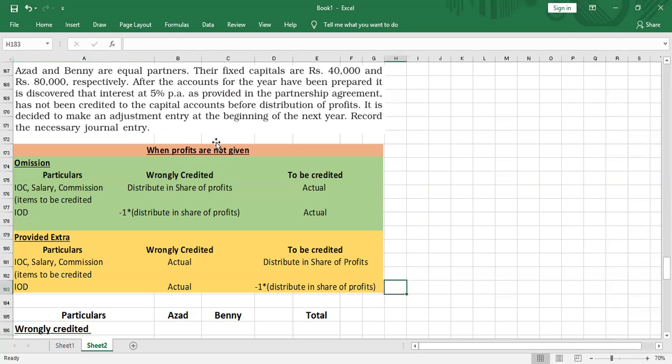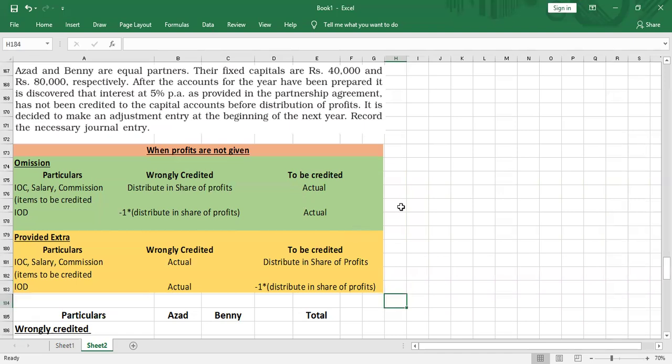When profits are not given, and if it is omission, for interest on capital, salary, and commission, in the wrongly credited column, you find out the total interest on capital, salary, and commission, and you distribute that total in the share of profits. And in the to-be-credited column, you give the actual interest on capital, salary, and commission. For drawings, interest on drawings, you find the total interest on drawings and multiply it by -1 and distribute it in the share of profits. And in to be credited, you give the actual.